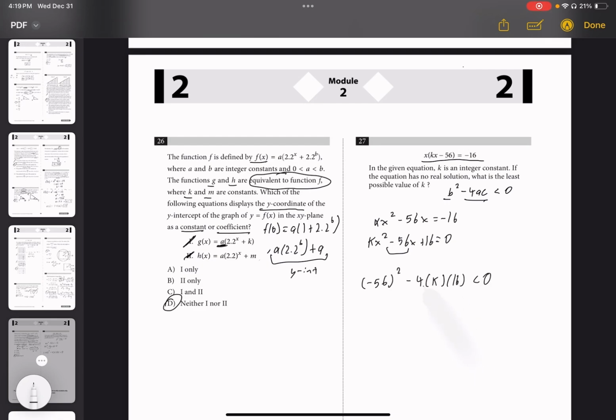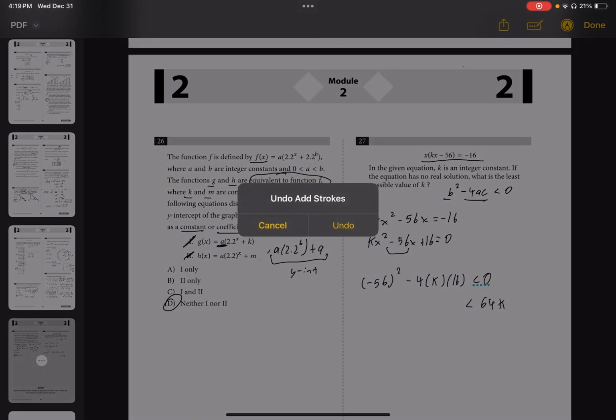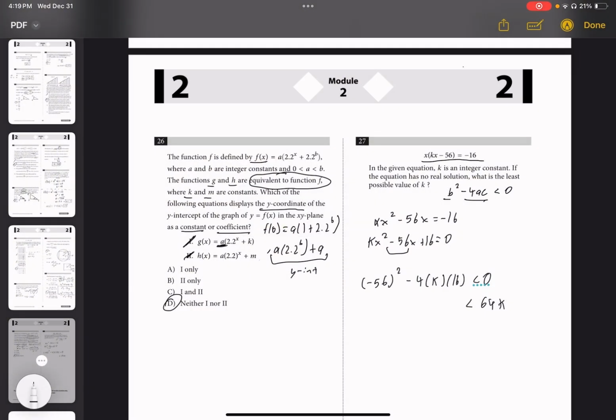So 16 times negative 4 is going to be negative 64. We move it to the right, and that's going to be positive 64k, which is greater than 56 squared. We're going to use our calculator for that. 56 squared is equal to 3,136. Now we divide that by 64 and we get k is greater than 49.